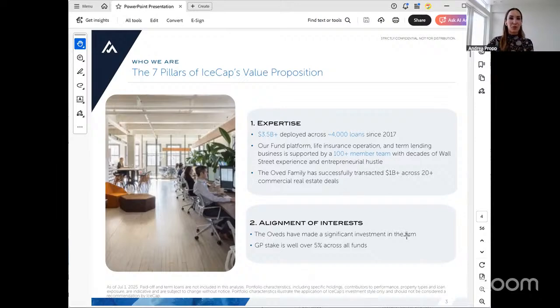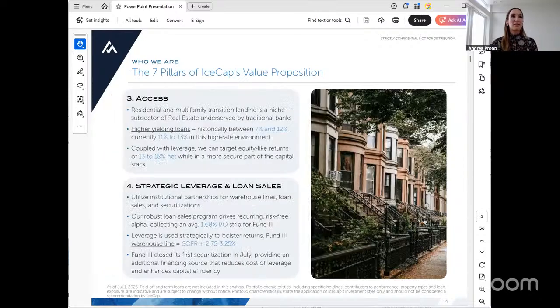And also important, we are family backed by the Ovid family. They are a renowned family in the apparel manufacturing industry, and they've also had a long history of investing in real estate. And as such, they are also a part of the GP and very much aligned with our investors. They are maintaining at least a 5% stake across all of our funds, which is quite a bit more than what you would typically see from a fund GP stake.